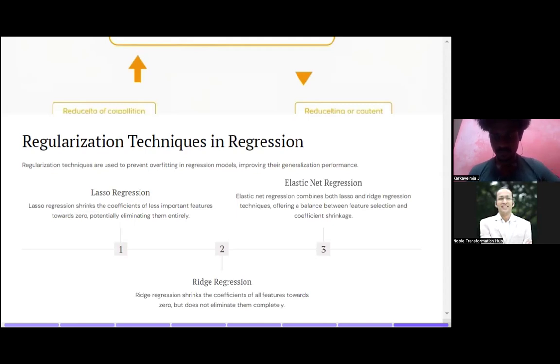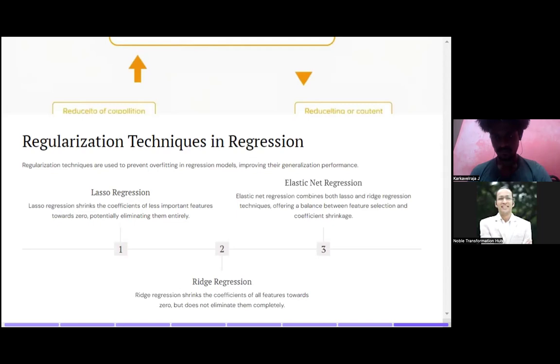So let me go to the second one. Ridge regression is shrinking the coefficients of all features towards zero but does not eliminate them completely. So it is like rigid. You know the word rigid. So it will take it towards zero, okay, but will not remove. So it will keep them, it will be rigid, so that's why the name ridge is there.